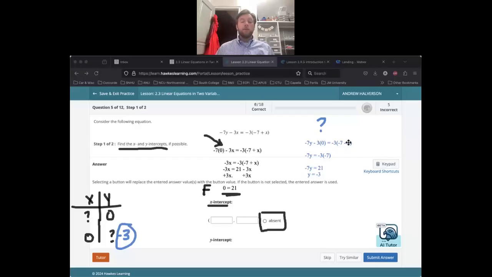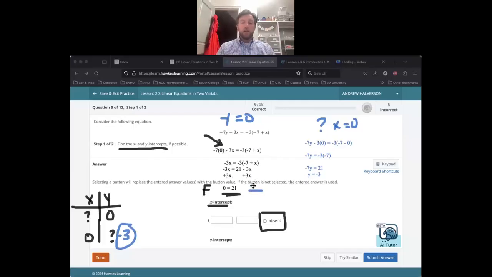The process for finding the intercept. If you're finding the x-intercept, plug in 0 for y and solve for x. If you want to find the y-intercept, plug in 0 for x, solve for y. Those are the two processes here. We plugged in 0 for y over here, and then over here we plugged in 0 for x, and then solved respectively.